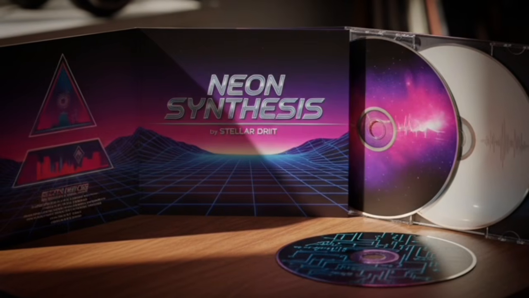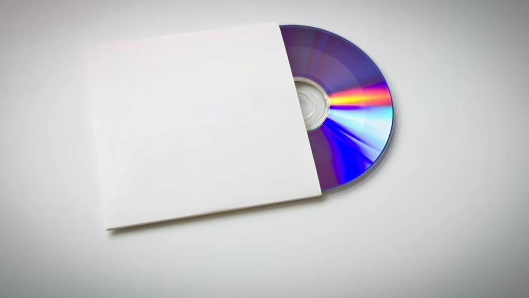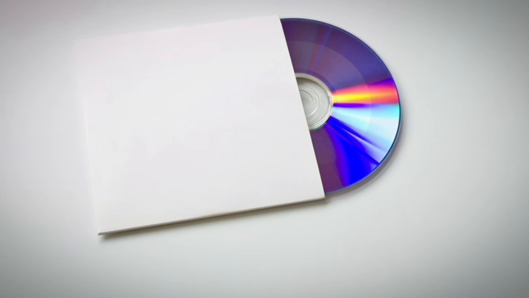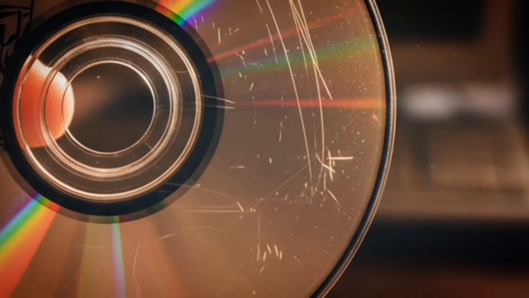They were perfect for music albums, software, and even early games. The advantage of CDs was their portability and durability compared to floppies. The disadvantage was limited space, and over time they scratched easily, which sometimes made them unreliable.